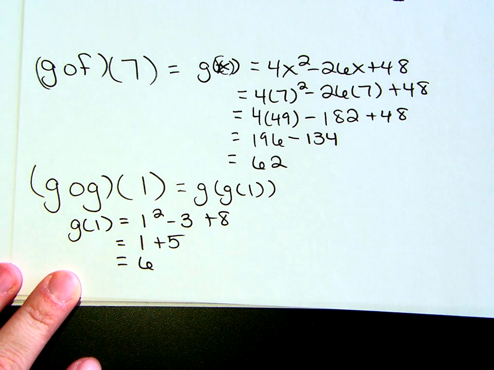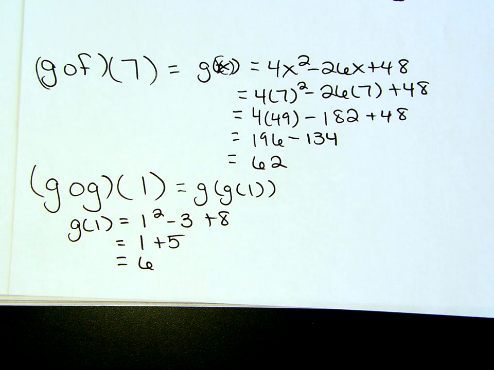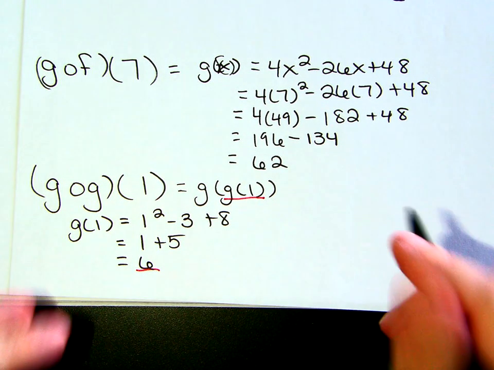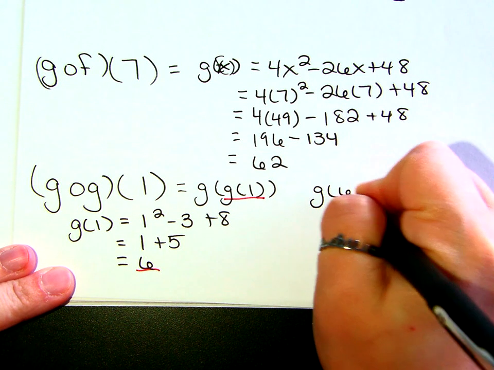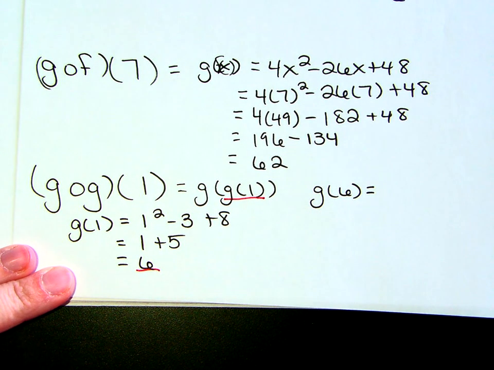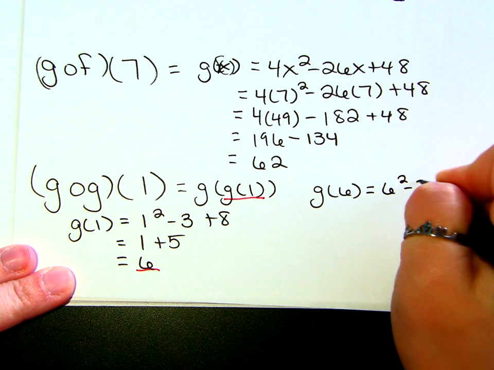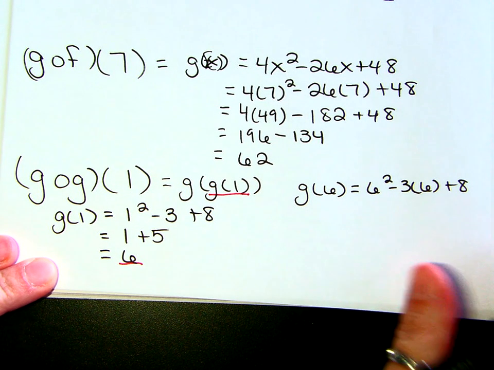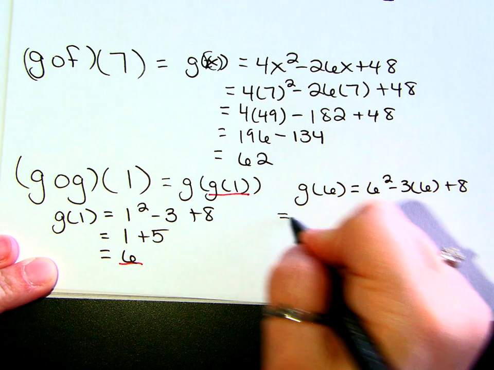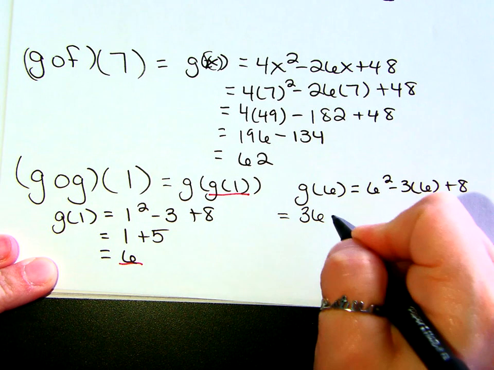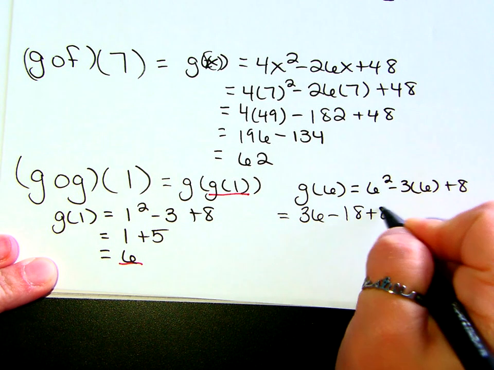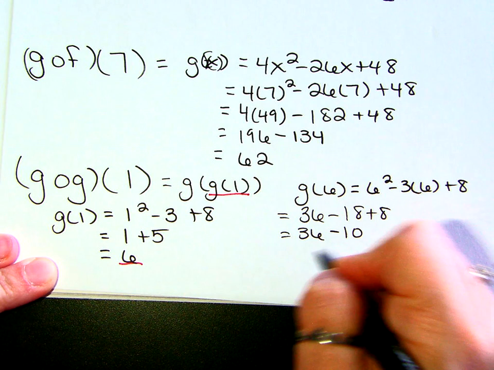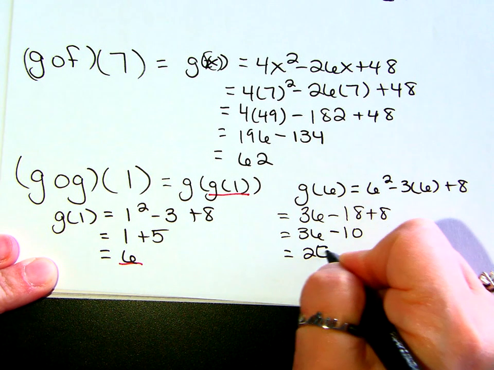So then instead of saying g of 1, I'm going to put a 6 in. So I'm going to find g of 6. 6 squared minus 3 times 6 plus 8. Sorry, it says plus 8. 36 minus 18 plus 8. 26.